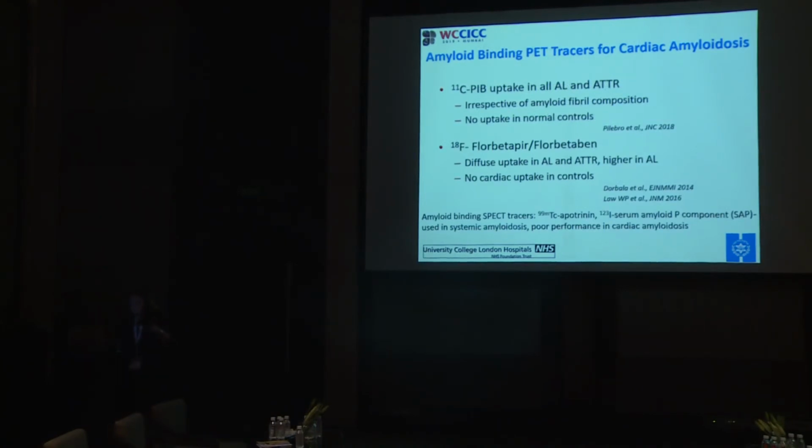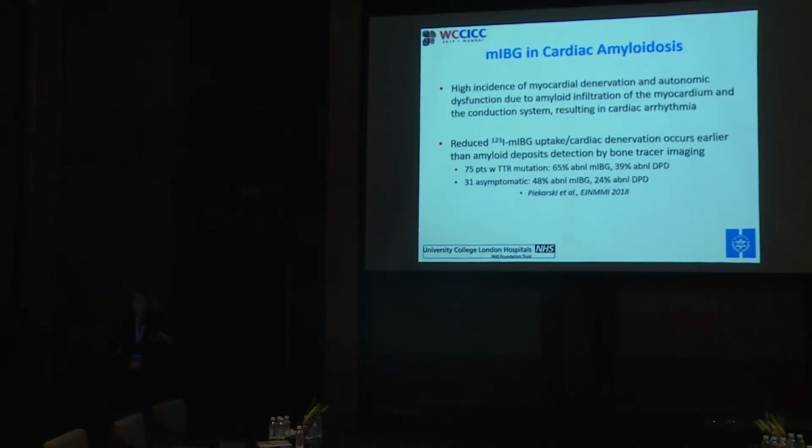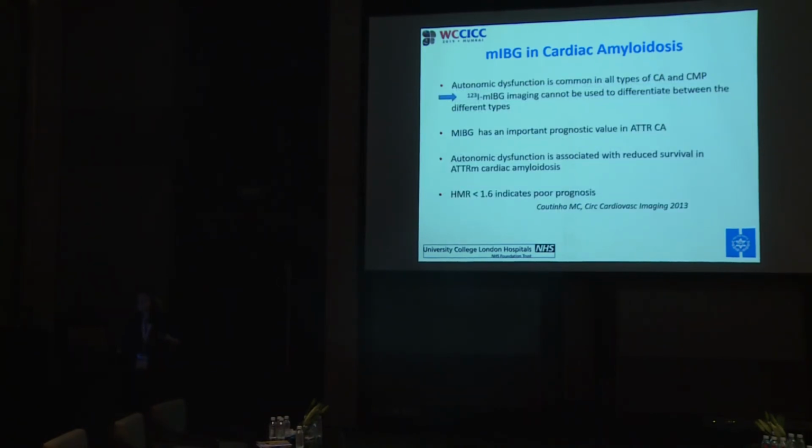Just want a small word about amyloid binding PET tracers. They bind to cardiac amyloid, but you cannot differentiate because they bind to both types. And the amyloid binding SPECT tracers, the performance is poor in cardiac amyloidosis. 2 words about MIBG. There's a high incidence of myocardial denervation, and reduced MIBG uptake and cardiac denervation occur early and earlier than amyloid deposits are detected by bone tracers. But again, the differentiation between AL and ATTR is not possible. It can be used for prognosis because the heart to mediastinum ratio less than 1.6 indicates poor prognosis also in these patients.